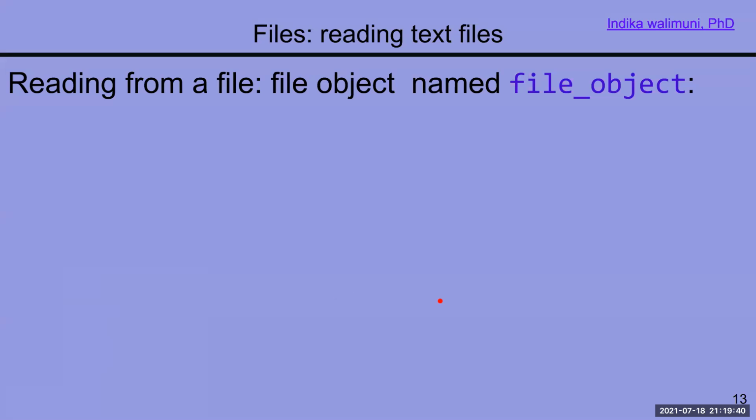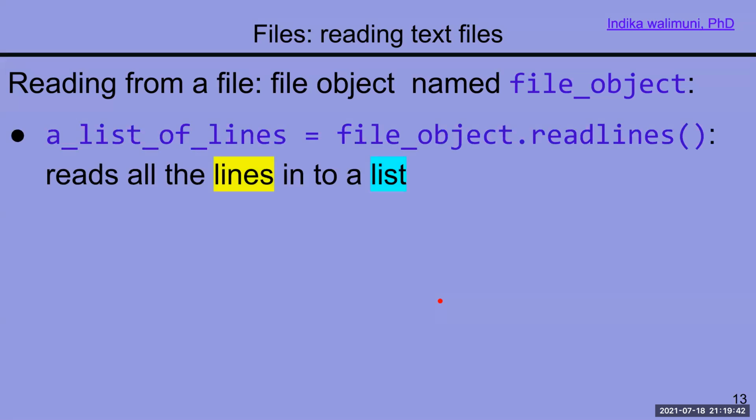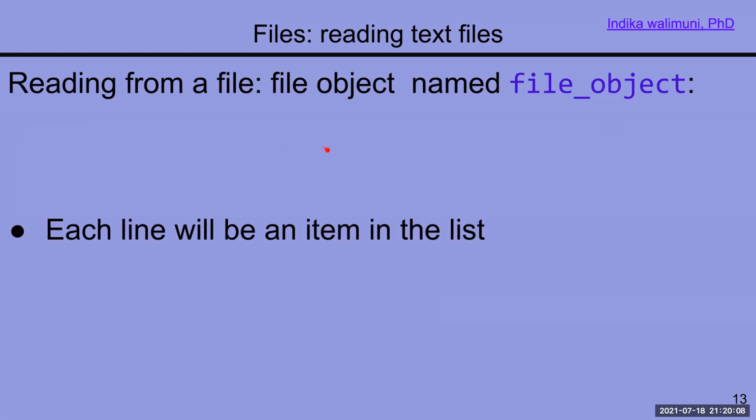Okay, let's continue with reading from a file. Okay, so we learned how to read a file, read a line from a file. So readlines reads the entire file into a list. So all the lines in a file into a list. So that's what I say over here, a list of lines. So each line will be an item in that returned list.